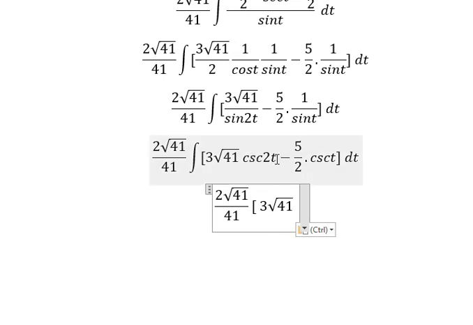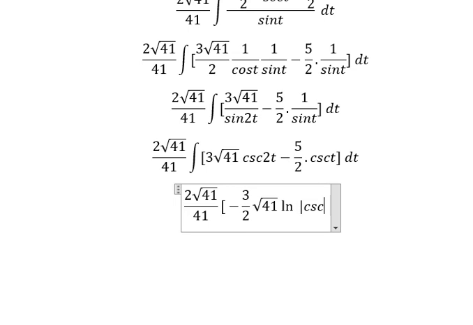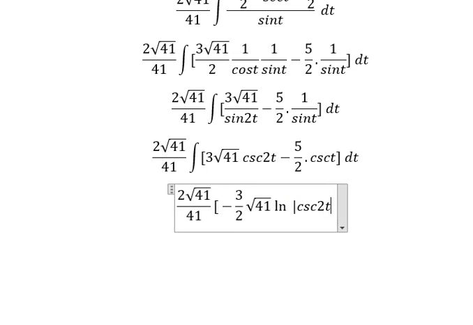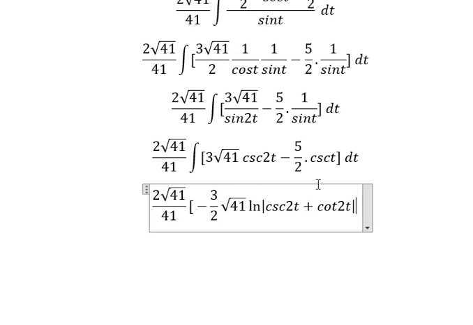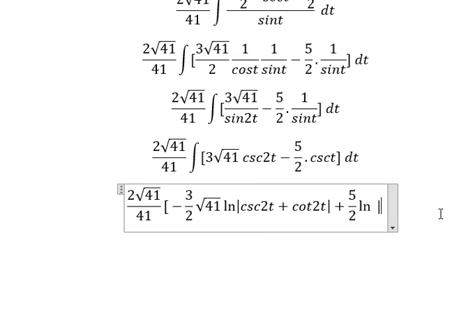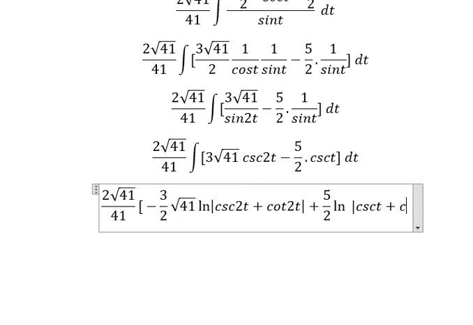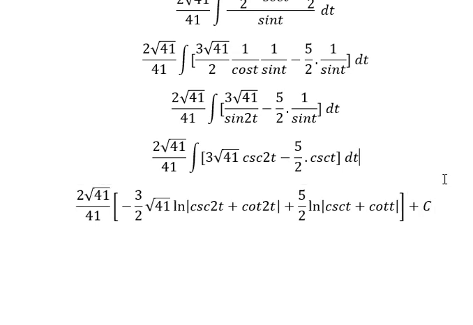The integral of cosecant of 2t, you will go about negative 1 over 2, and we have ln of the absolute value of cosecant of 2t plus cotangent 2t. The next one, the integral of cosecant of t, you got negative, but we have another negative, you got positive 5 over 2 ln of the absolute value of cosecant of t plus cotangent t. And we put c in here.